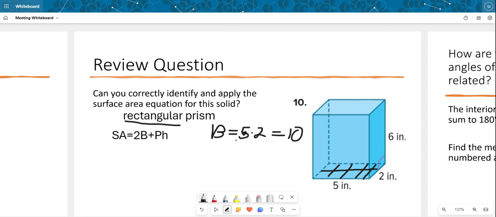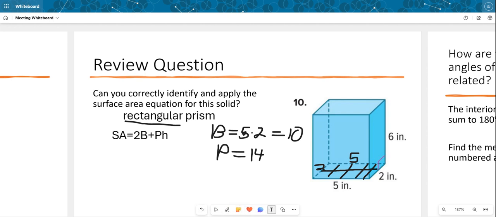We also identified the perimeter of the shape. We need the area of the base, which is 10. We also need the perimeter of the base. We need the distance around the bottom. That distance around would just be 5 and 2, and another 5 on the back, and another 2 on the left. So altogether, 2 plus 5 plus 2 plus 5 is 14.